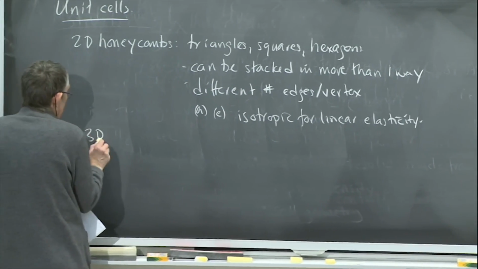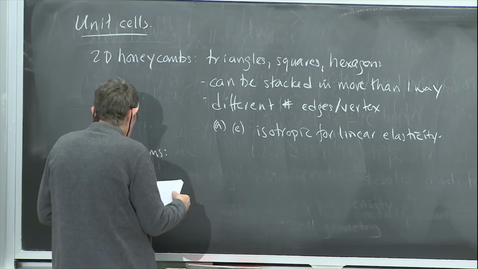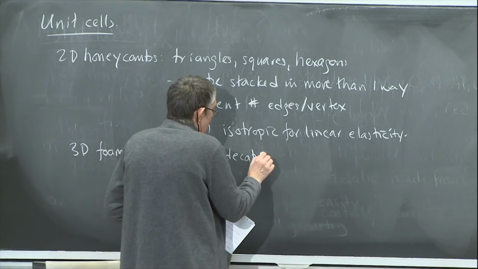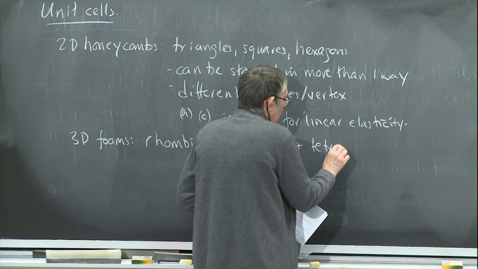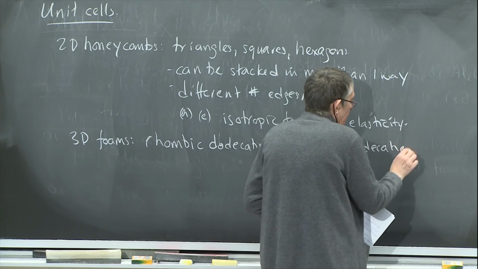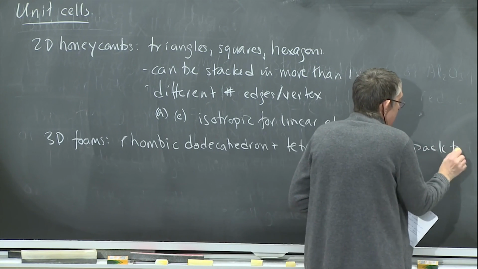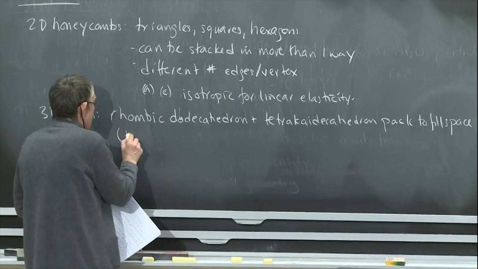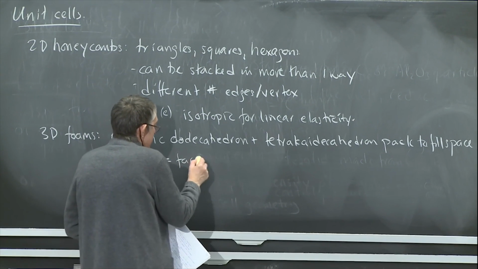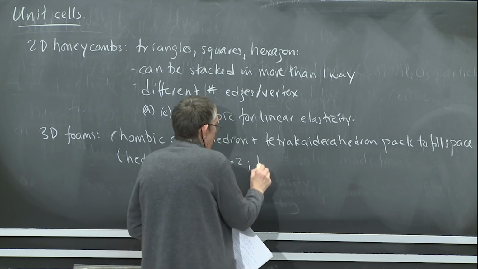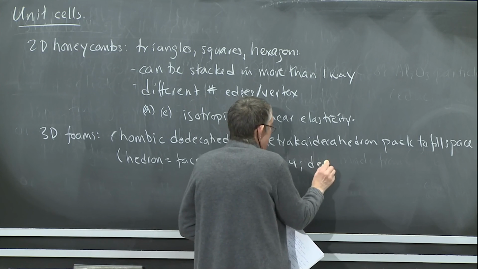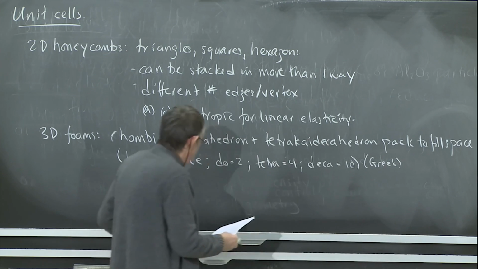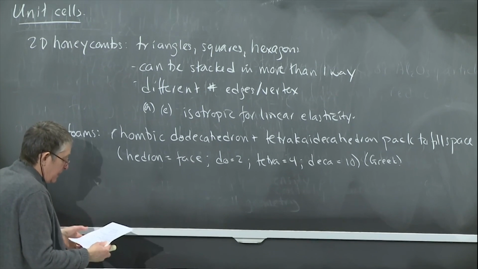So here's the 3D foams. So we have the rhombic dodecahedron and the tetrakaidecahedron. And the tetrakaidecahedron packs in a BCC packing.